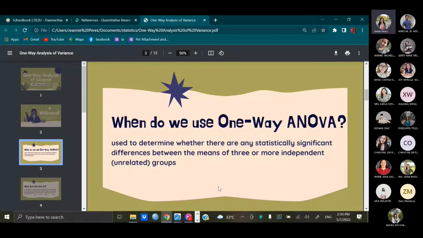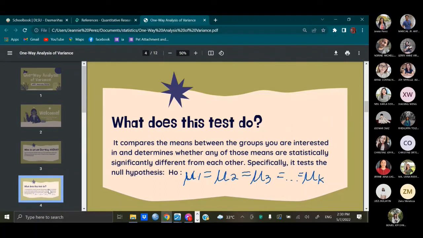So when do we use one-way ANOVA? It is used to determine whether there are any statistically significant differences between the means of three or more independent or unrelated groups. It compares the means between the groups and determines whether any of those means are statistically significantly different from each other. So specifically, it tests the null hypothesis.